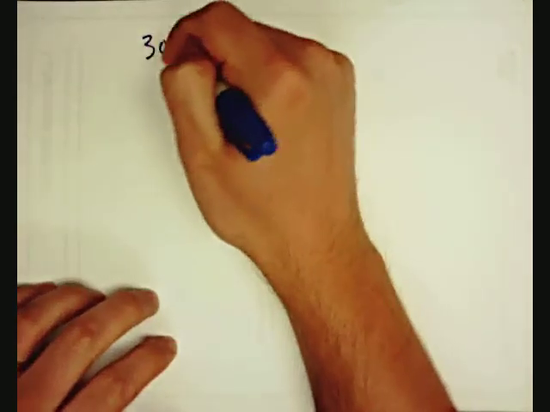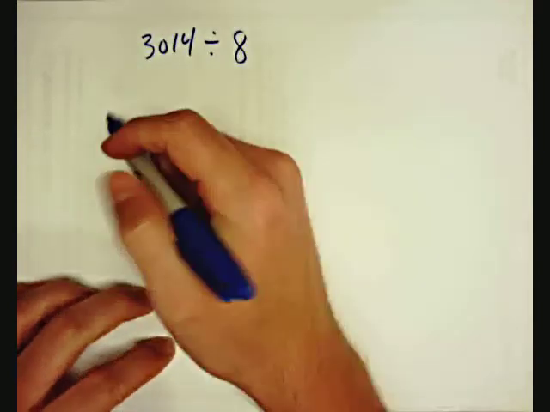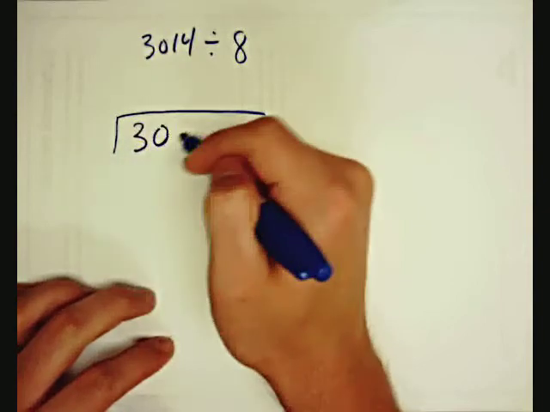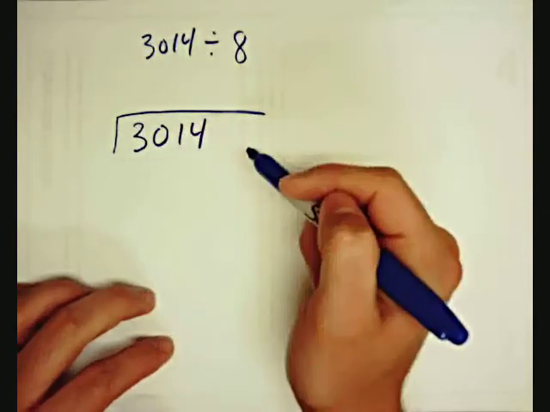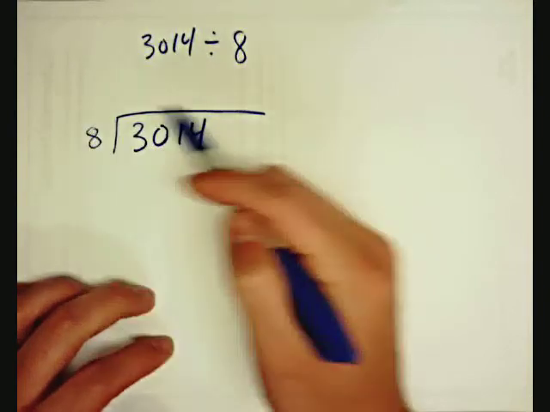We'll first review the process for long division of whole numbers by looking at 3014 divided by 8. So to divide this with long division, set up our long division box. 3014 inside. The divisor is 8. Divisor goes on the outside.